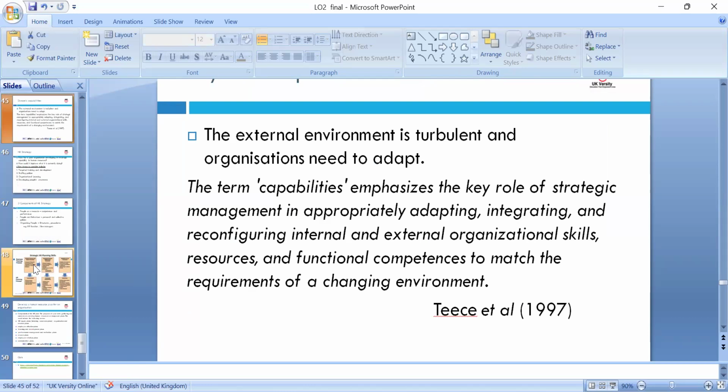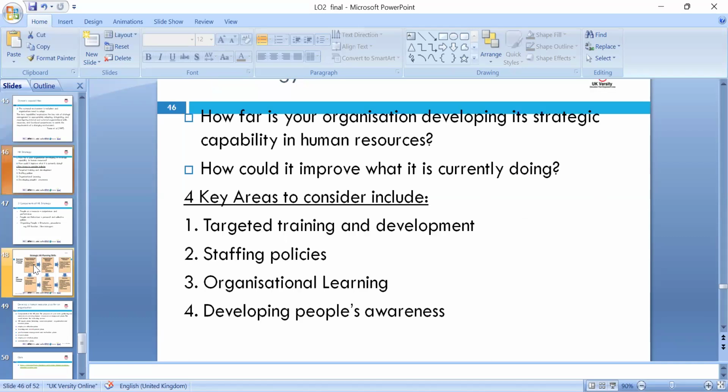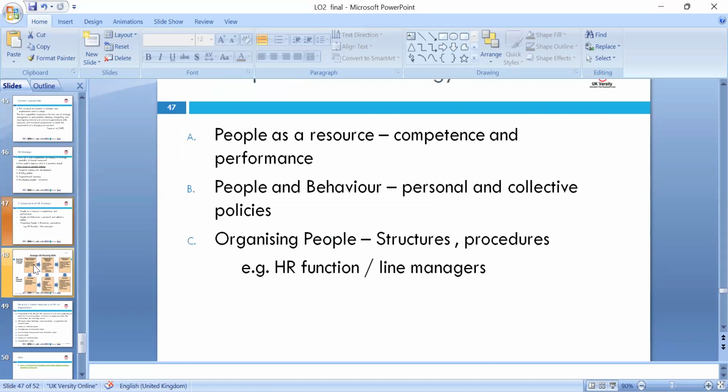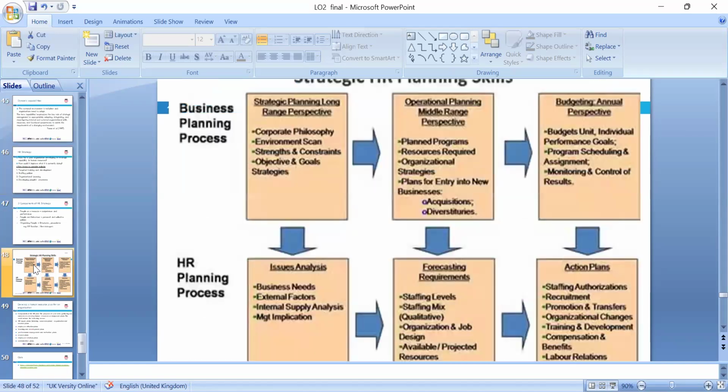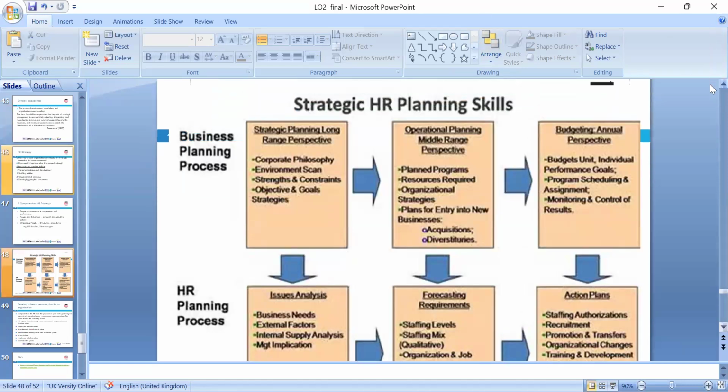The term capability puts emphasis on the key role; capabilities mean the ability to do something. As capabilities carry on, we have to renew them and invest money to stay ahead. So when we look at training and development, targeted training and development, staff policies, and organizational learning and development procedures, we can see people are the key resource and performance we have. We look at behavior and at the structure of the function within the HR perspective. Otherwise, we're not going to achieve what we're supposed to.